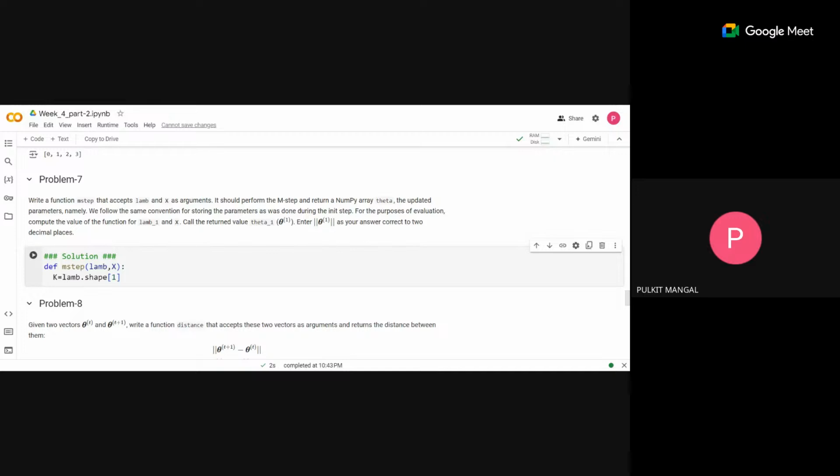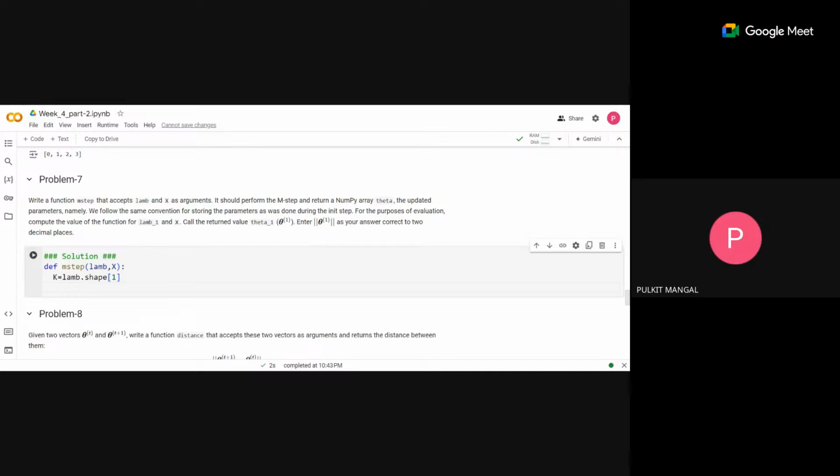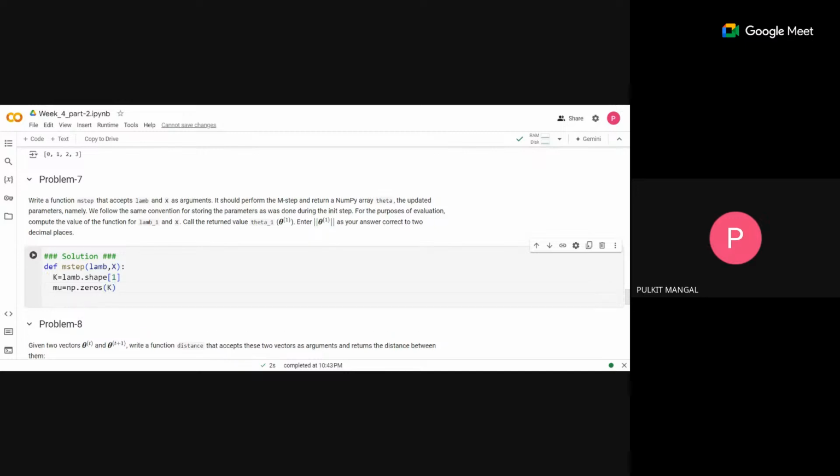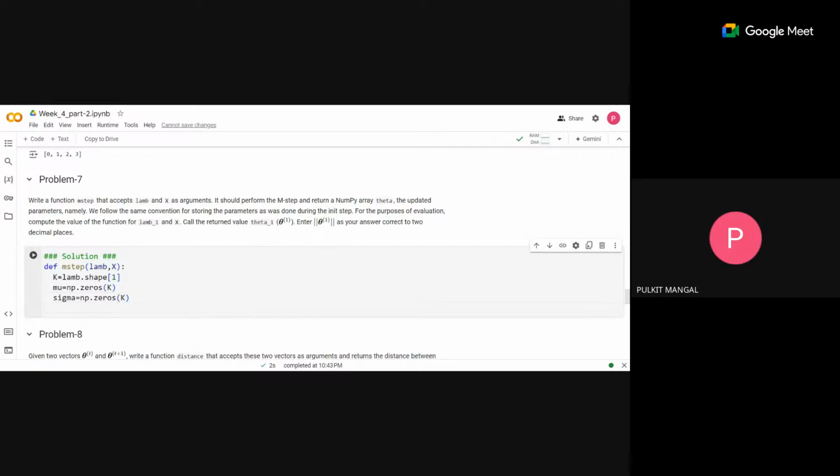So now we need to update the mu, sigma, and pi. Again, we will go in the same fashion that we have been following, where we create a zero array for each of them, as there are k mu, k sigma, and k pi.